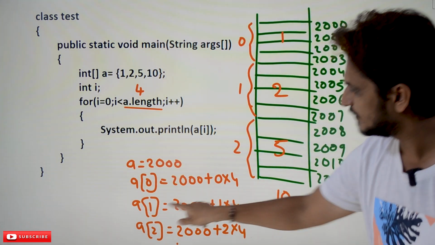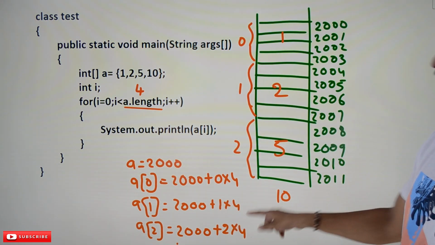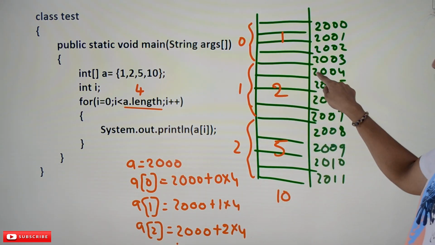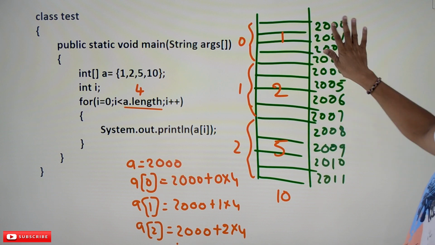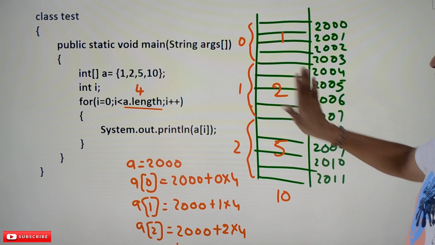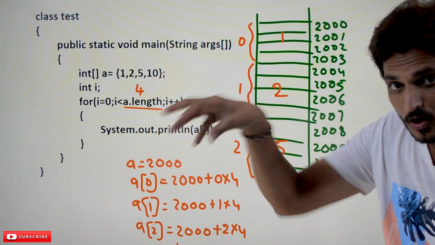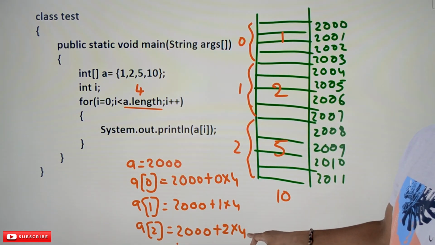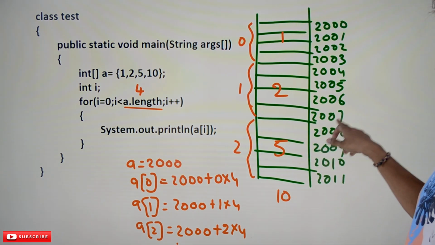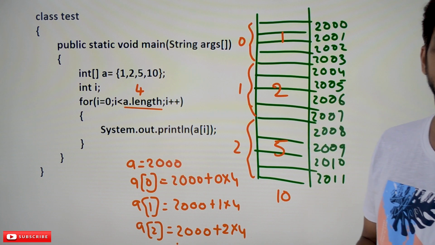a[1] means 2000 plus 1 multiplied by 4, which means 2004. The starting location for the second element is 2004. So 2000, 2001, 2002, 2003, these are for the first element. This is for the second element. This is how it is going to find the location. a[2] means 2000 plus 2 multiplied by 4, which is 2008, the starting location for the third element.